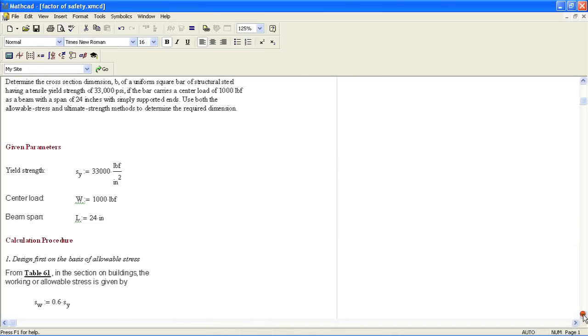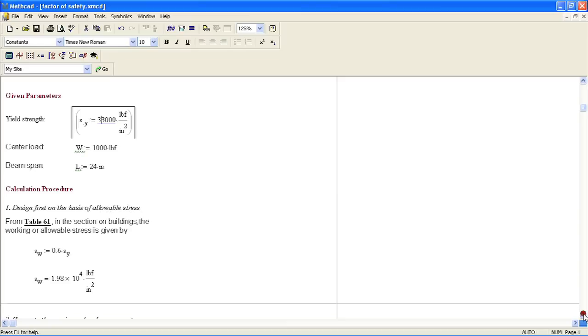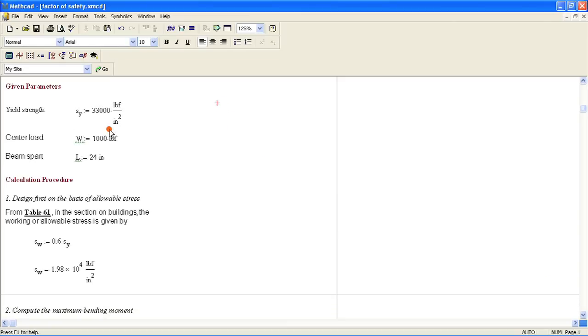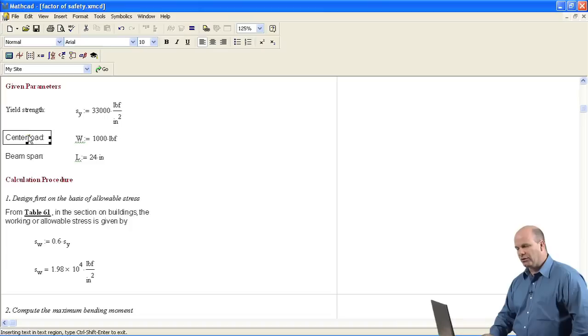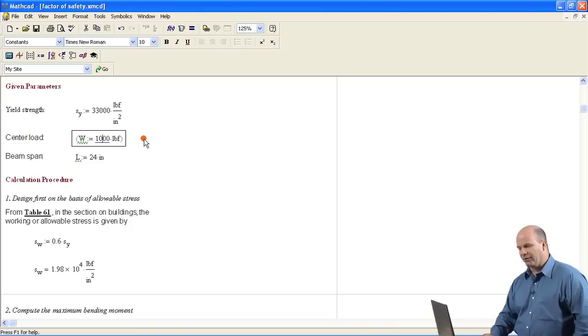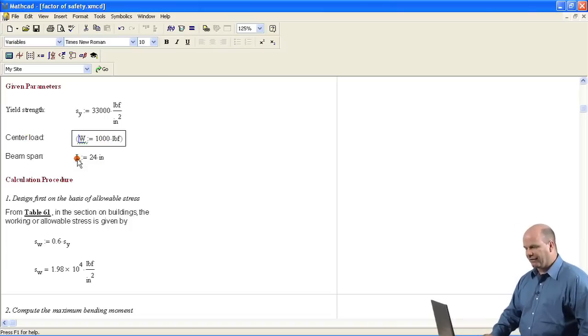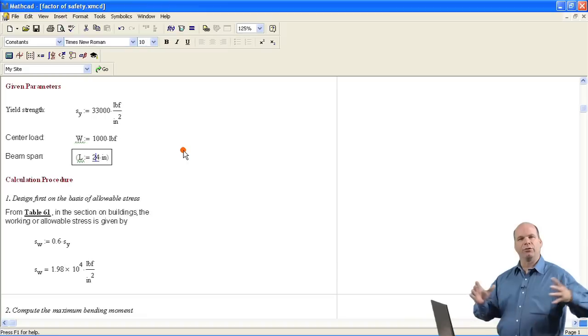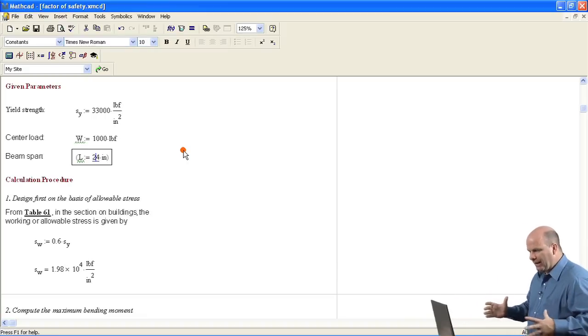Now, some given parameters. We're going to look at the yield strength, S sub y, which is given as 33,000 pound force per square inch. Again, Mathcad allows us to have units on our terms. The center load itself is the 1,000 pounds, and we're going to call that W. And then finally, the beam span itself, as defined in the problem, is a 24-inch beam.